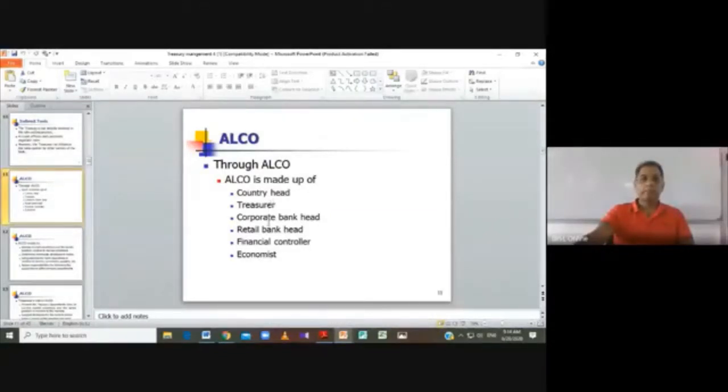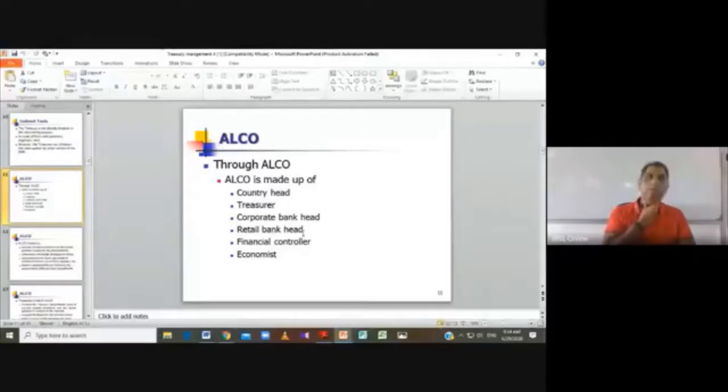The composition of ALCO will be the country head, the treasurer, corporate banking head, retail banking head, and financial economist. This economist, I think, is subjective. Most places don't have an economist sitting there. Most ALCOs or EXCOs are the more management part of the bank. ALCOs are more functionally driven, more to do with the balance sheet and the nuts and bolts in terms of the numbers. The Exco of the bank will decide on other stuff, staff issues, policies and all that overall. So the ALCO doesn't have, for example, the head of HR, because there's no purpose for the head of HR to sit in the ALCO function.